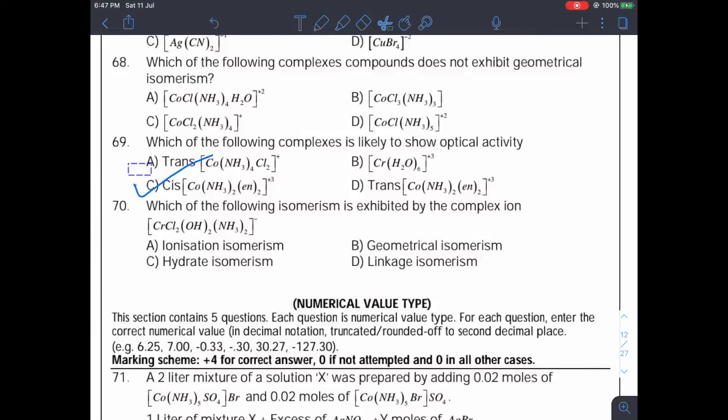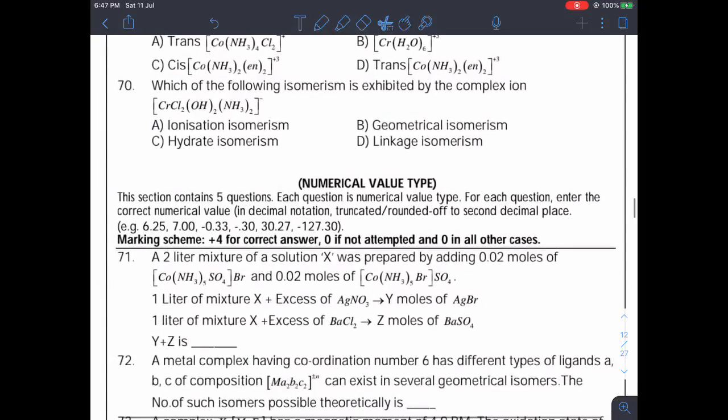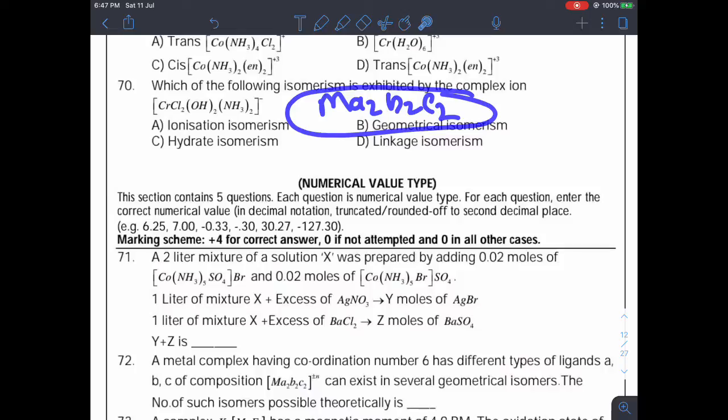Now if you talk about the next example, which of the following isomerism is exhibited by the complex ion, this one. Okay, finally. So you can see here Ma2B2C2 type of example it is. So what kind of isomerism may it exhibit? Outside they haven't given any other thing.